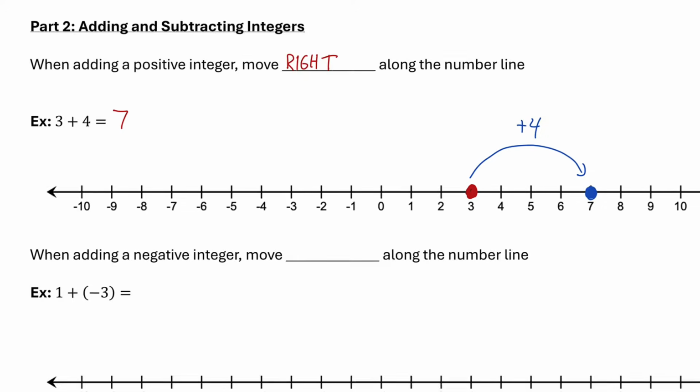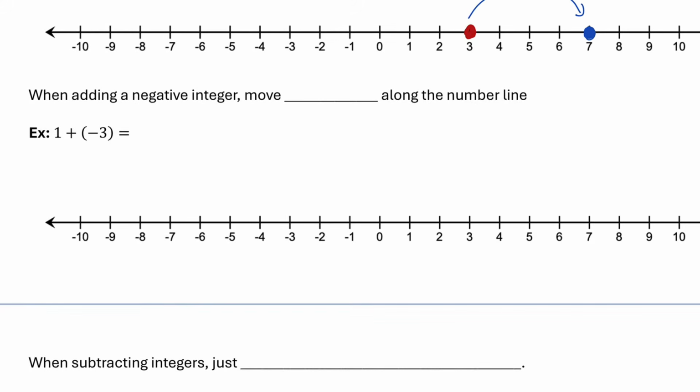But what about if we're adding a negative integer? In the next example, we have 1 plus -3. When adding a negative, we move left along the number line. So in doing 1 plus -3, we start at 1, but then we move 3 units to the left. And moving 3 units to the left brings us to -2. So 1 plus -3 is equal to -2.